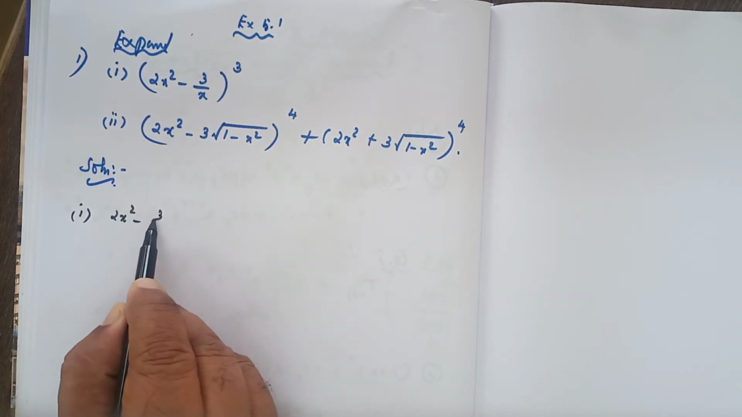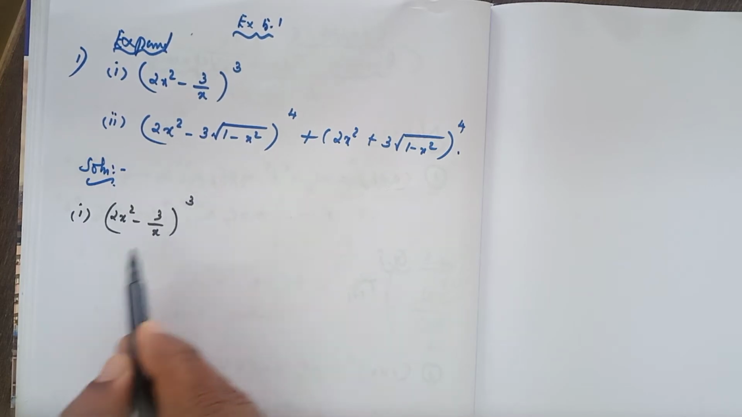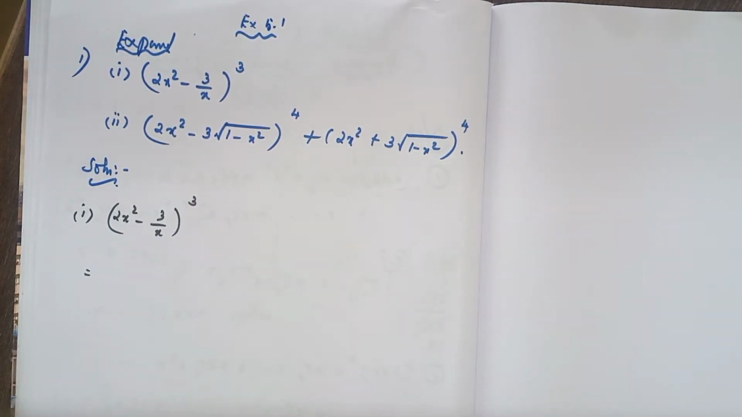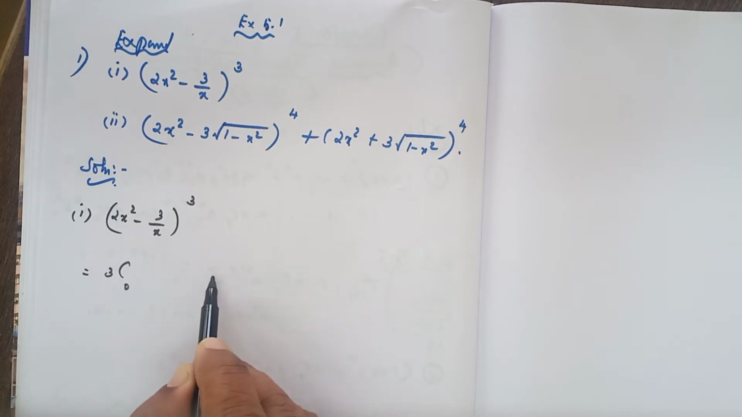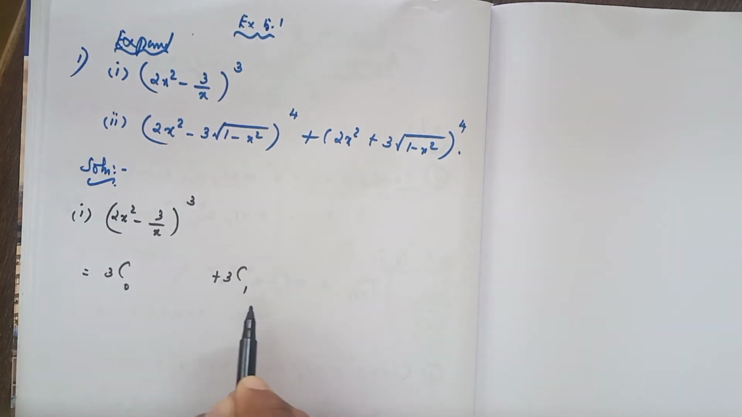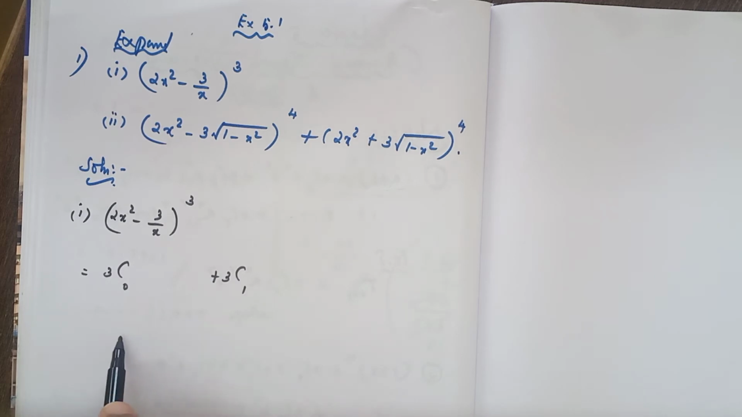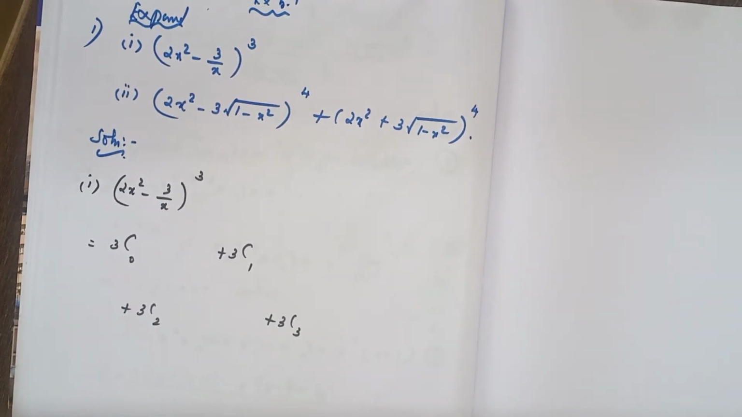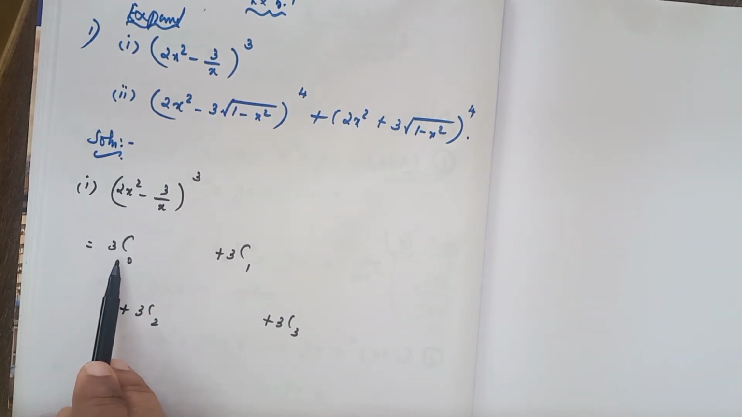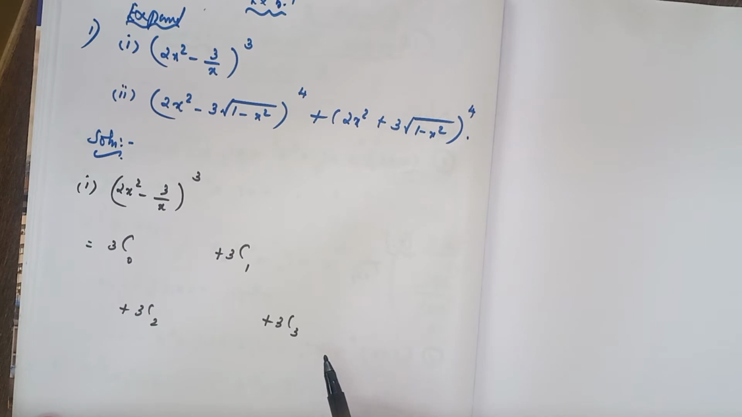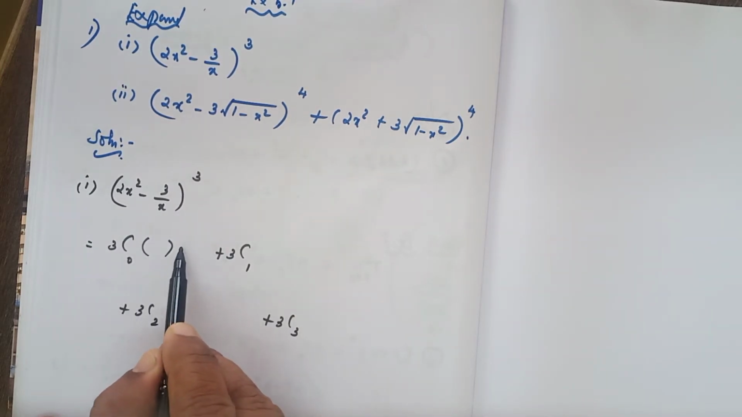(2x squared minus 3 by x) whole power 3 equals, here what is in the power? 3. Here you start with 3C0 plus 3C1 plus 3C2 plus 3C3, starts with 3C0, ends with 3C3. Suppose the power is 4, it starts with 4C0 and ends with 4C4, and introduce double set of brackets.